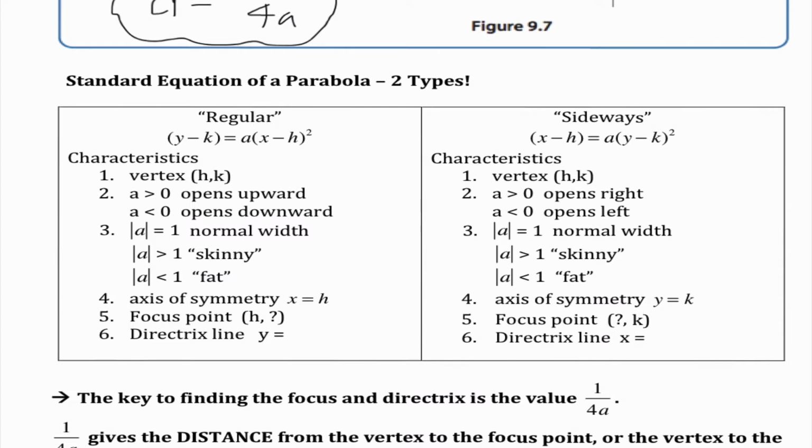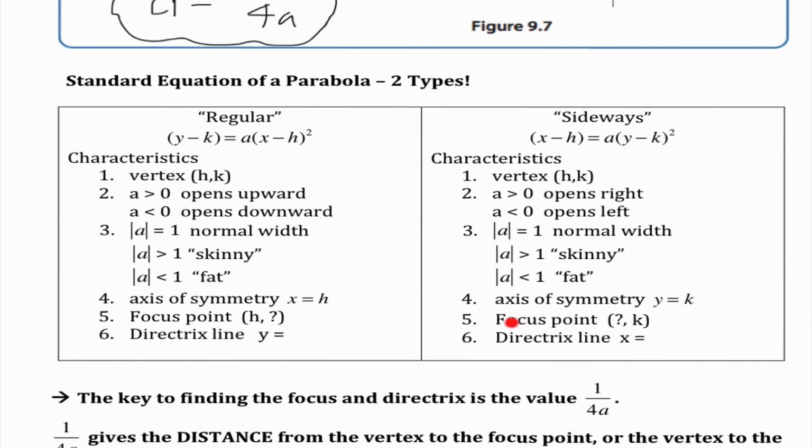Instead of going up or down, since it's x equals, it would go right or left like the x-axis goes. So it opens to the right or it opens to the left. Our widths are exactly the same as a regular one. Our axis of symmetry is y equals k. And just a reminder what an axis of symmetry is: it's saying if I folded on that line, our parabola is a mirror image. It is symmetric on that line.